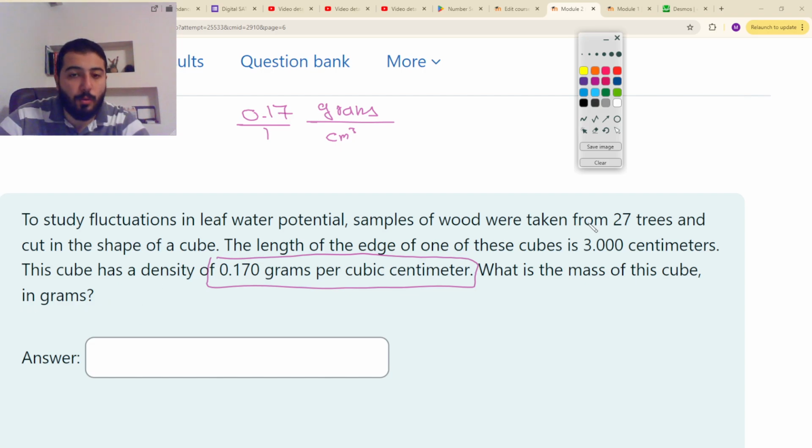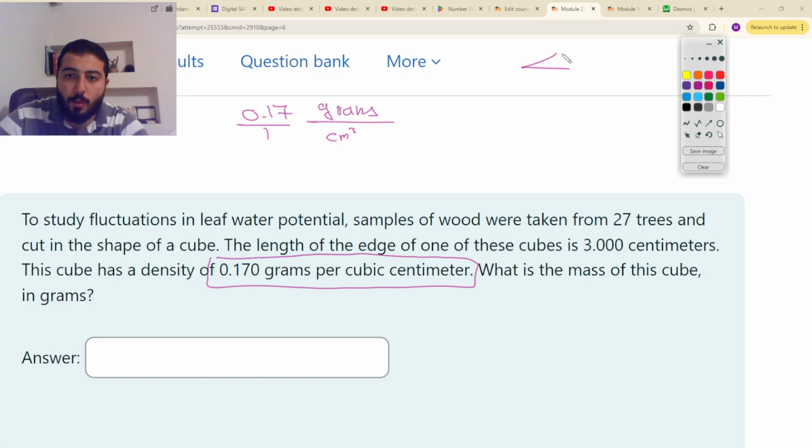So we have the volume. How do we have the volume? He gives you the dimension of the cube. He said it is a cube with dimension 3 centimeters. So the volume is 3 times 3 times 3. That is 27 cubic centimeters.